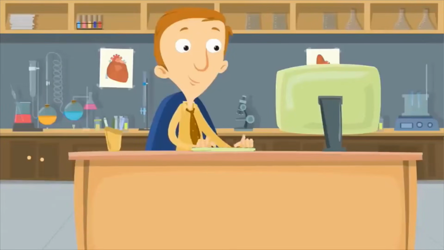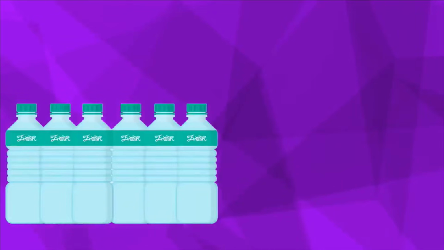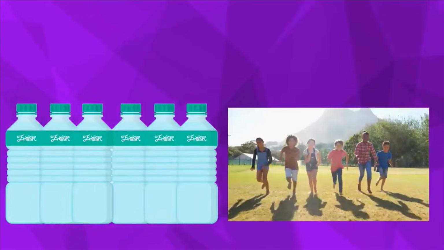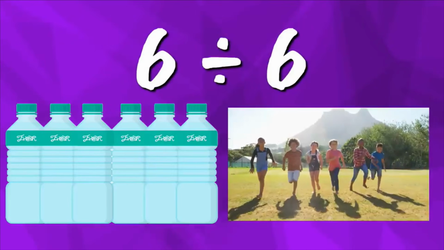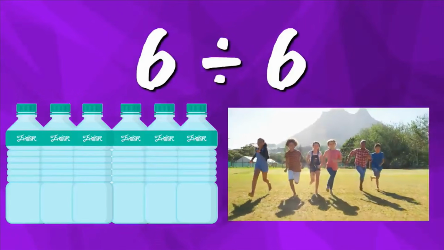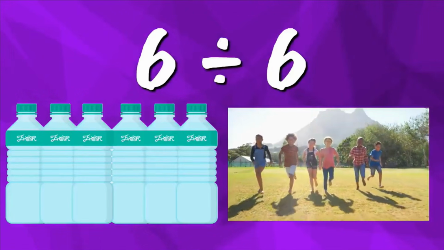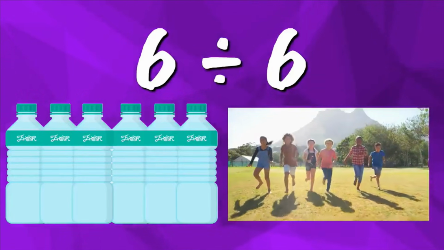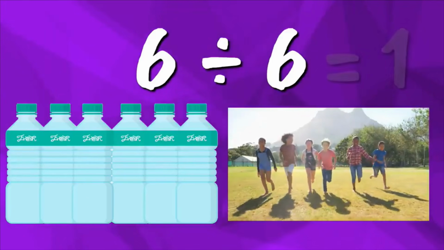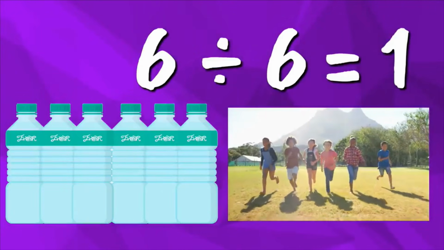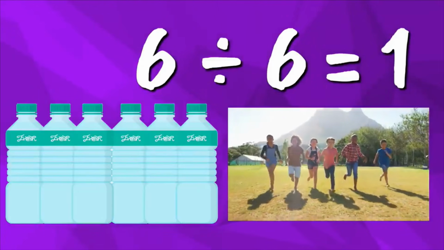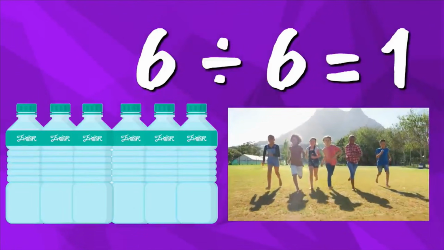Check out this one. Let's say there are 6 bottles of water and there are 6 kids playing outside. That would be 6 divided by 6. If we split the 6 bottles by 6, how many water bottles does each kid get? 1. Great job. 6 divided by 6 equals 1. Everyone gets 1 water bottle.